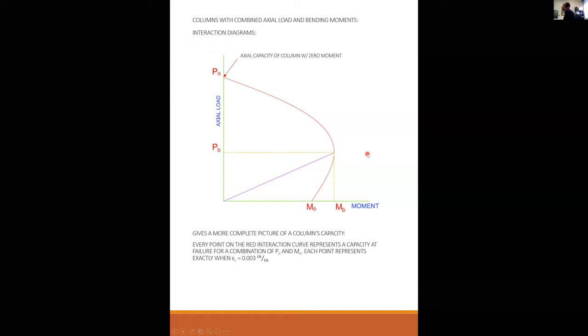Top is P naught, the axial capacity of the column with a zero moment. Here is the axial and flexural capacity of the column at a balanced condition, which, by the way, produces the maximum moment capacity. It's kind of interesting that the curve hooks back in. This is the point of maximum moment capacity, and maximum moment capacity is at some axial load, not at zero axial load. That's just one of the outcomes of this. And then the flexural capacity of the column, if you have zero axial load, is represented here.